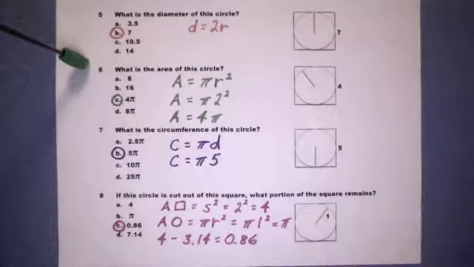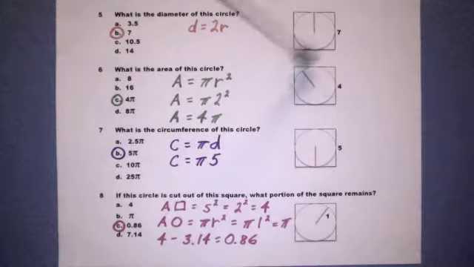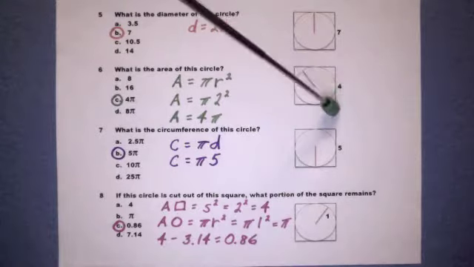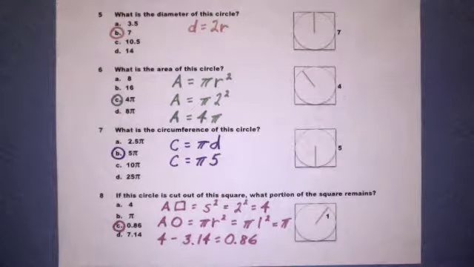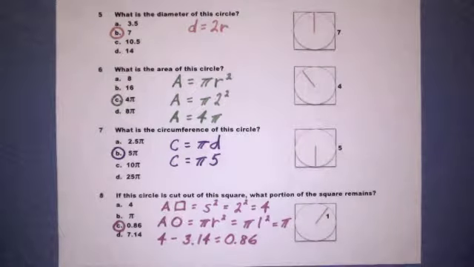Number 6. What is the area of this circle? The formula for area is area equals pi times r squared. They don't tell us the radius. They tell us the length of the side of this square is 4 units long. That means the diameter of this circle is 4 units long.